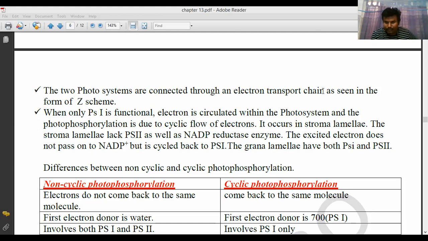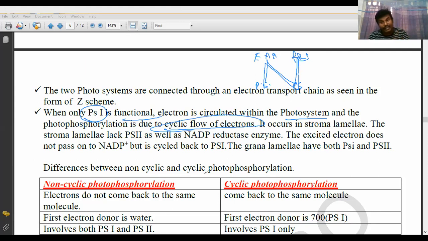The electron transport chain seems to be like a Z scheme. I already said that the shape seems to be the Z scheme. That's why it has PS2, here PS1, here FRS, here electron acceptor molecules. Only when PS1 is functional, the electron is circulated within the photosystem, and the photophosphorylation is due to the cyclic flow of electrons. In cyclic photophosphorylation, electrons were released and again reached the same place.